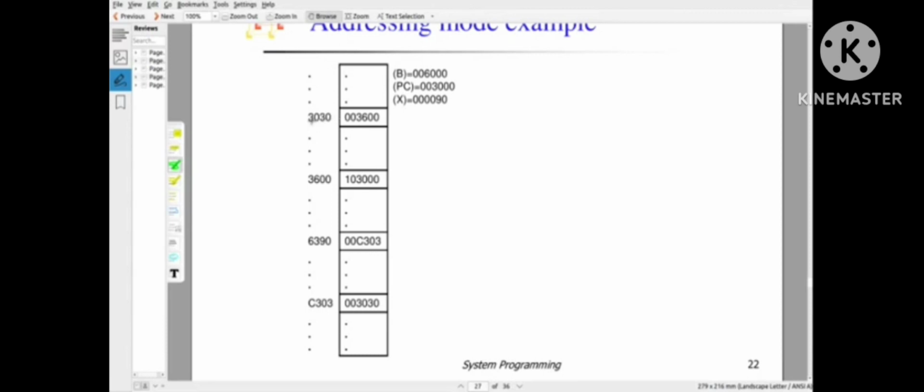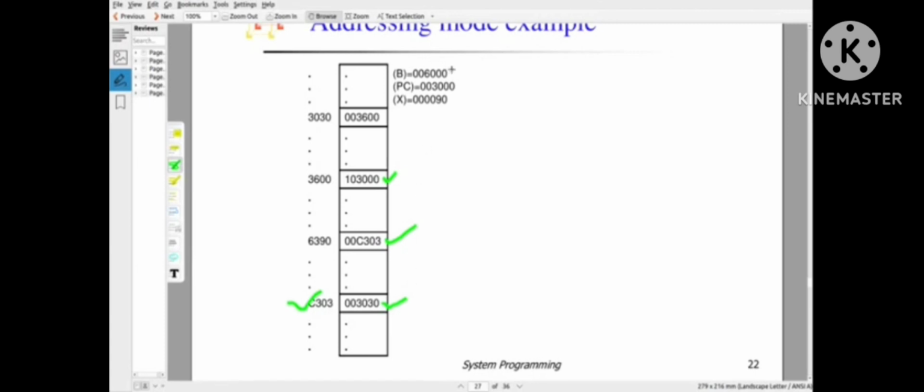So one location is 3030. The data present in this location is 003600. The next location is 3600. This memory location contains data 103000. Then 6390 contains this data, and C303 contains the data 003030.